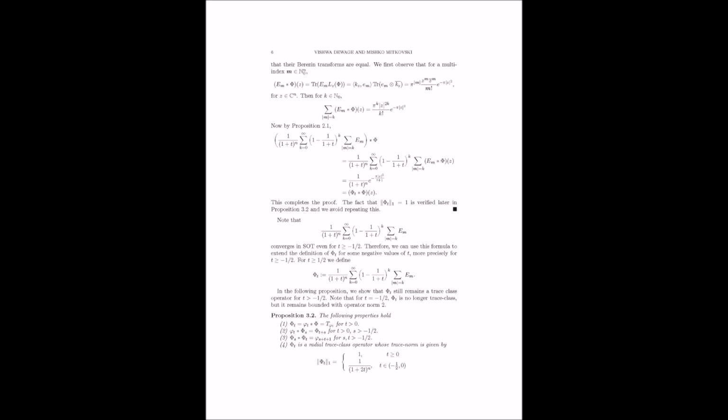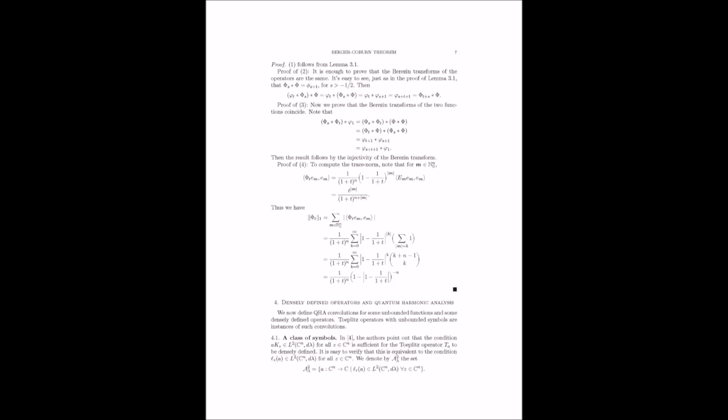Before we get into the specifics of QHA, can we briefly revisit the core concepts at play here? The Bargmann-Fock space, Toeplitz operators, and then the Berger Coburn theorem itself. Of course. So the Bargmann-Fock space is denoted as F2. It consists of entire functions on C^n that are square integrable with respect to the Gaussian measure, where dV is the Lebesgue measure on C^n.